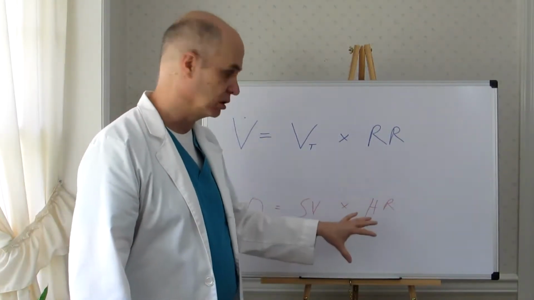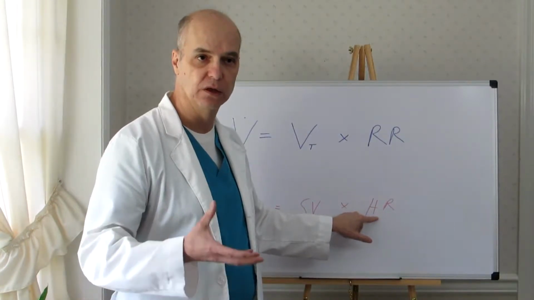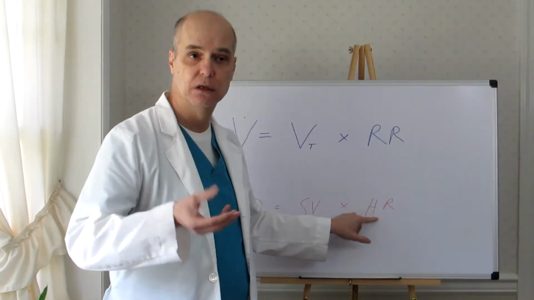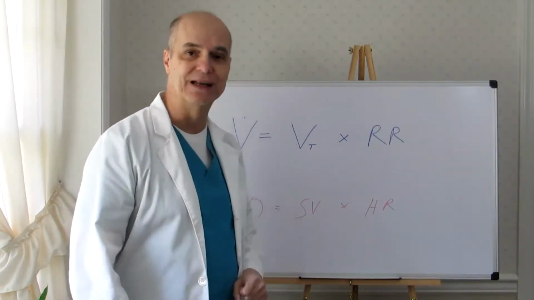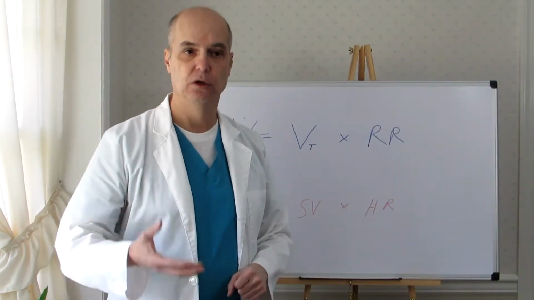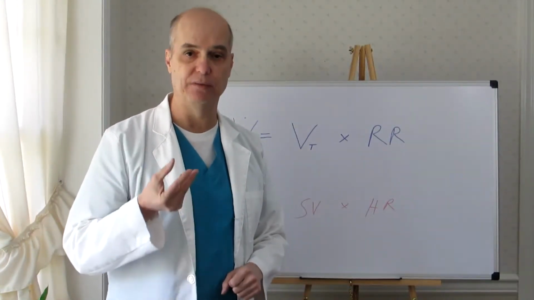By definition, heart rate is called a chronotropic effect. In other words, the rate of how fast your heart beats. Stroke volume is an inotropic effect, how deeply and how forcefully the heart pumps each time it beats.